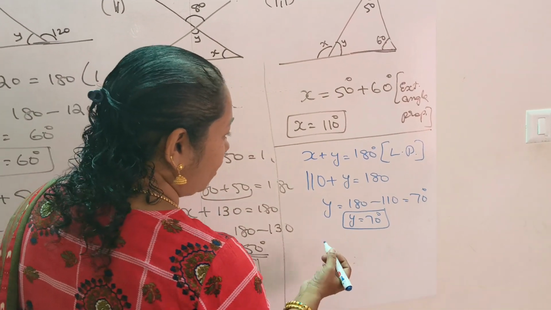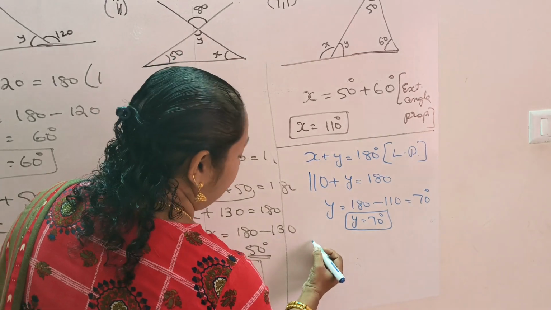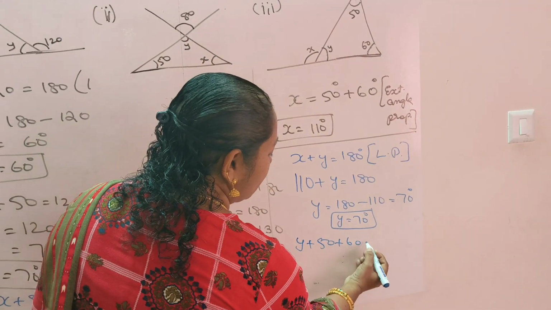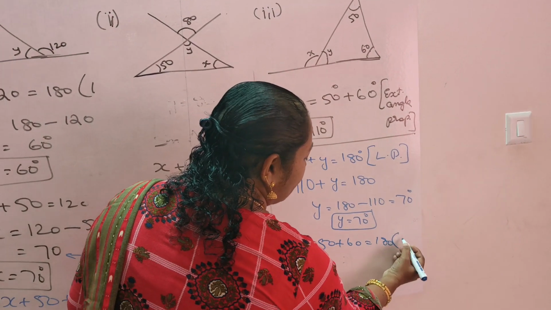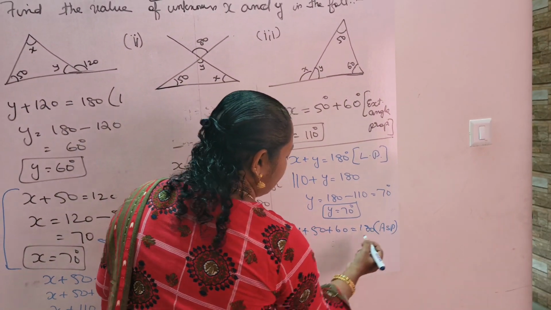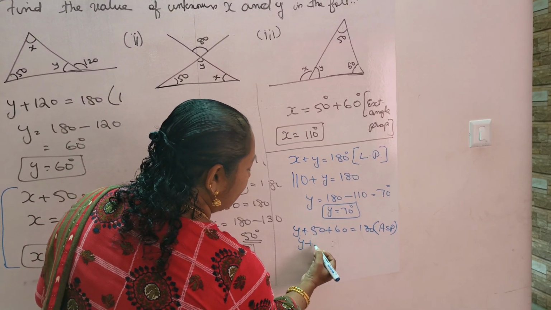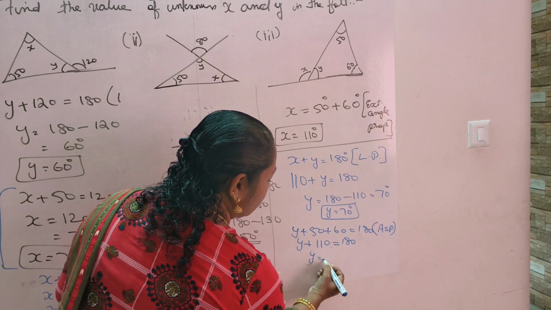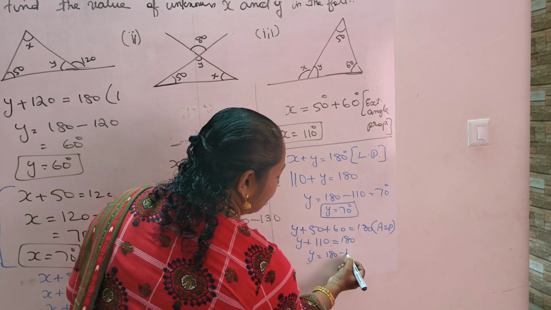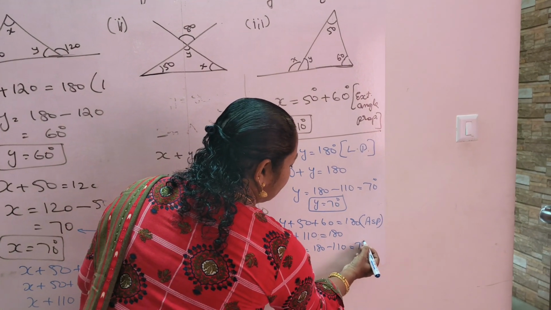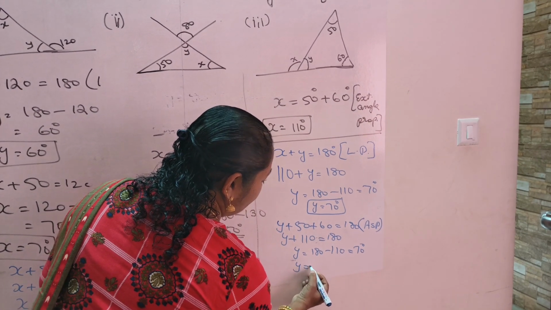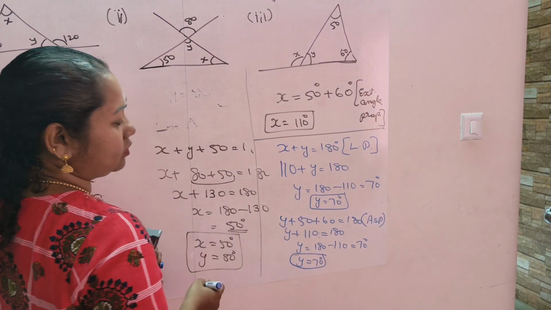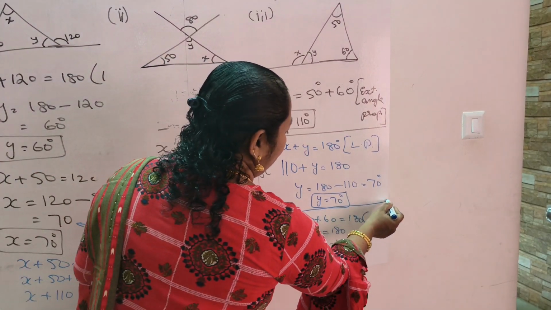In another way also you can find this, that is y plus 50 plus 60 is equal to 180 degrees by angle sum property. That is y plus 110 is equal to 180. So y is equal to 180 minus 110, that is 70 degrees. So in this way also you can get the value of y. In both these ways you can find the value of x and y.